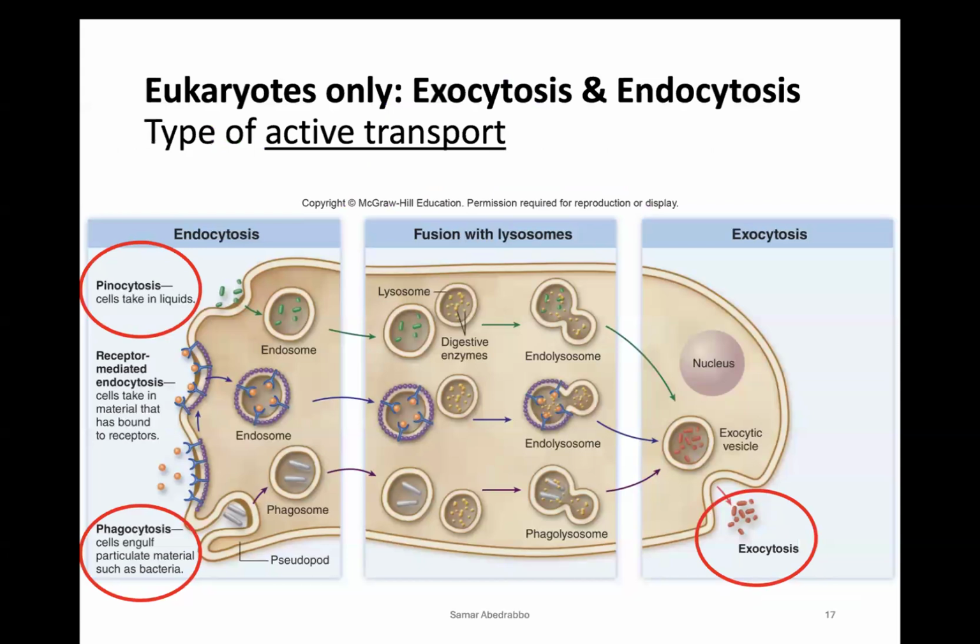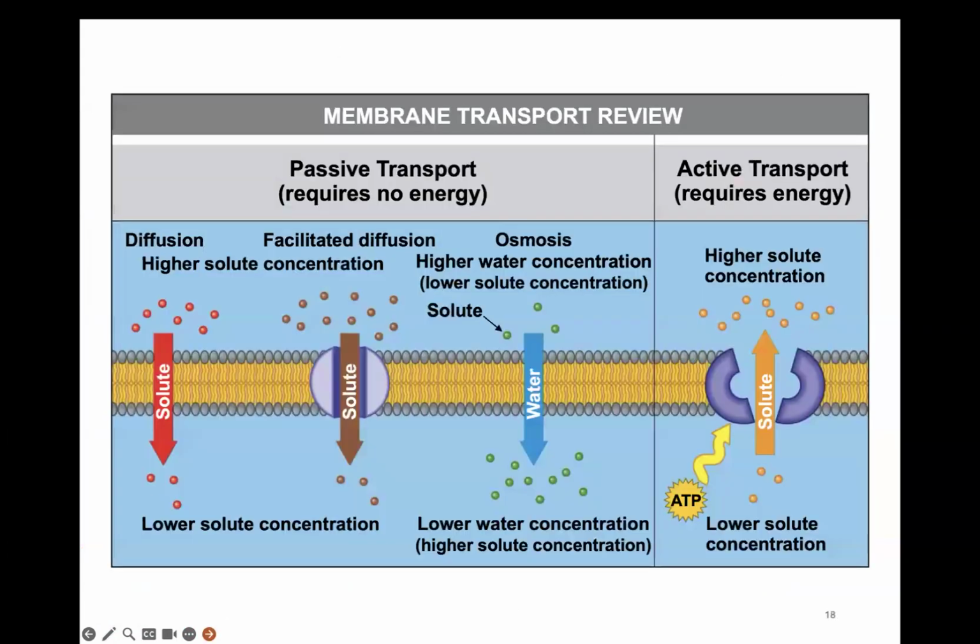So again, exocytosis has to do with rearranging the cell membrane, and it requires energy to make large molecules exit. Endocytosis is bringing things in. Examples of endocytosis are phagocytosis, where you eat up pathogens, and pinocytosis, where cells take in liquids. And so that is our lecture on membrane transport.